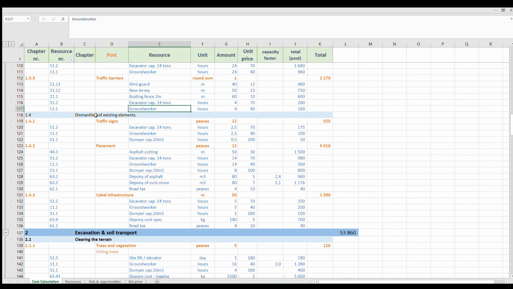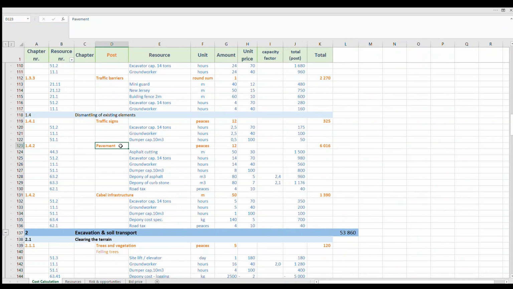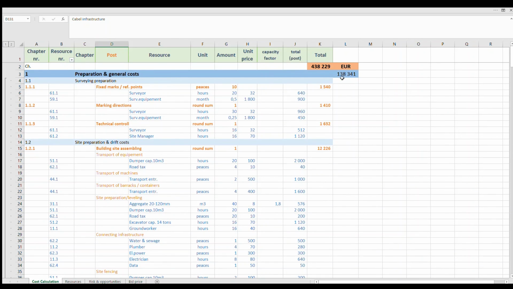So there comes dismantling of existing elements in the next subchapter, which is the last subchapter in the first part. There come traffic signs, pavement, and cable infrastructure. So we can begin to work, actually. All those things you have to think about before you begin to work. So it will cost so much of the total price.